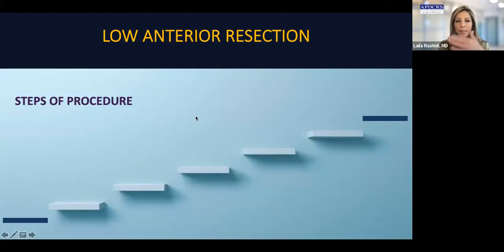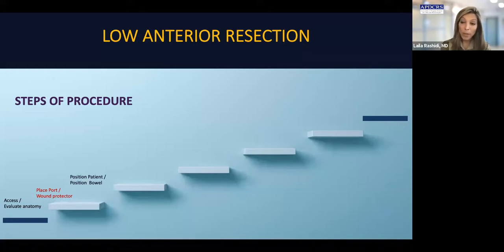Here are just the steps. I usually break down the steps for the procedure, and we're going to focus on the splenic flexure and intracorporeal anastomosis. As you know, first you get your access, evaluate the anatomy, and place your ports. If needed, place your wound protector. You position your patient. Positioning, especially for splenic flexure, is very important, and we'll talk about it. I usually score the mesentery, find the ureters and the nerves, ligate the IMA, perform my mesorectal mobilization, and divide the rectum.